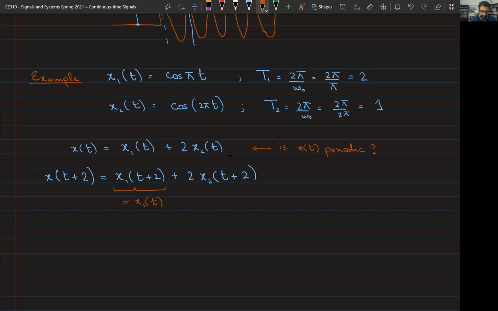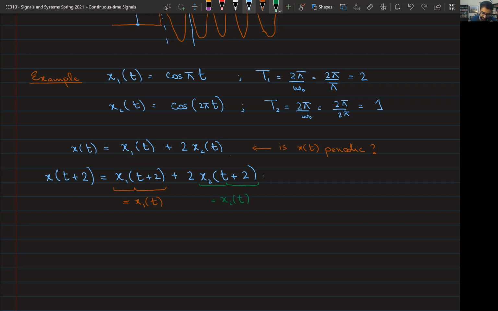Right? And what about this? What about this signal here? Sir, this will also be x2 of t. Okay, why will it be x2 of t? But remember, x2's fundamental period was 1, right? But I know that 2 is also a period. Therefore, because 2 is also a period, this must be x2 of t.